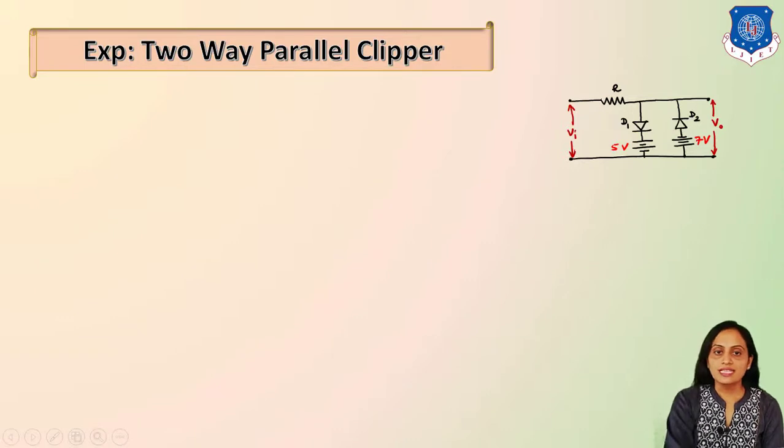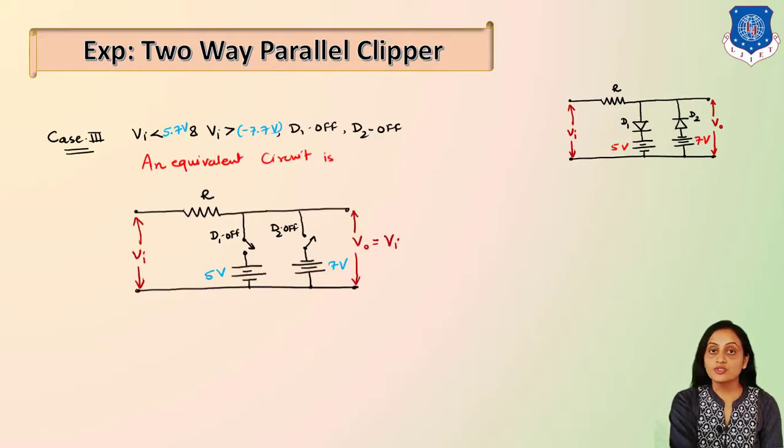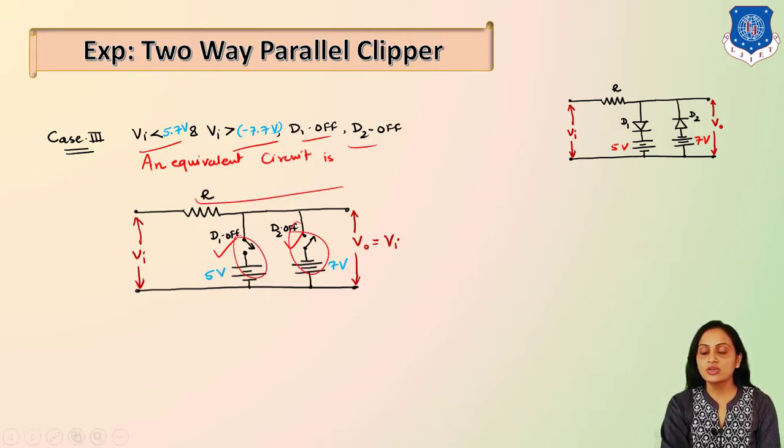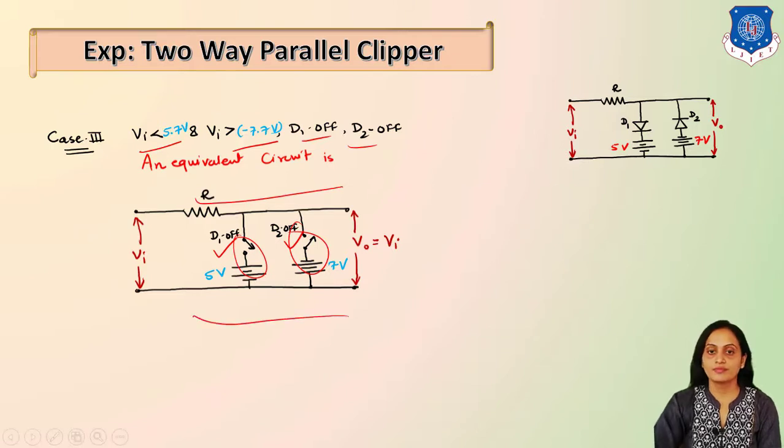Now the last case, that is input voltage range is less than 5.7 and greater than minus 7.7. Then both the diodes are off, which we have already seen, and diode D1 and D2 both are shown with the open switch, and there is no connection in these two branches. That's why output is directly connected to input through these two paths.